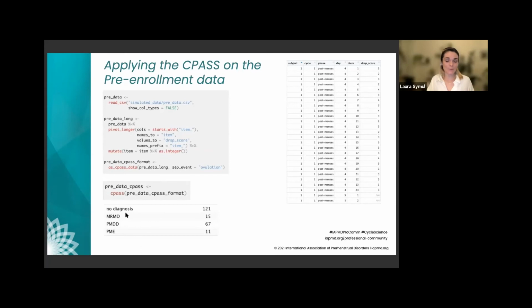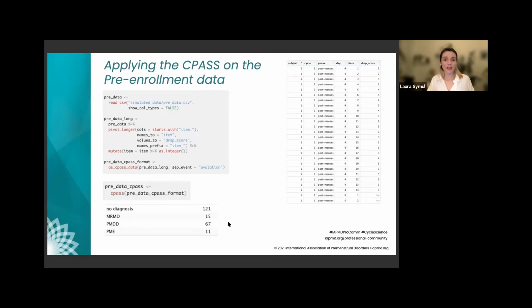that we just formatted here. And then we can have a table of how many of the subjects didn't meet any criteria for any diagnosis, how many had mood-related menstrual disorder, how many had PMDD, and how many had premenstrual exacerbation of the symptoms. And so here we see that in our 244, I think, subjects, 67 of them actually meet criteria.